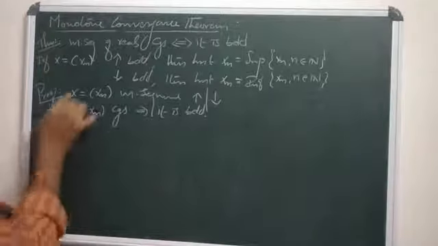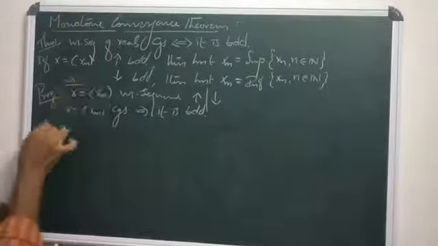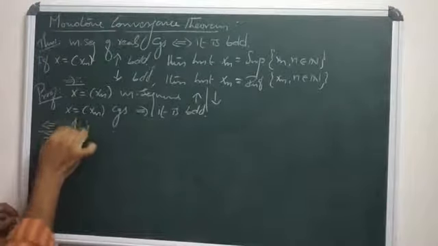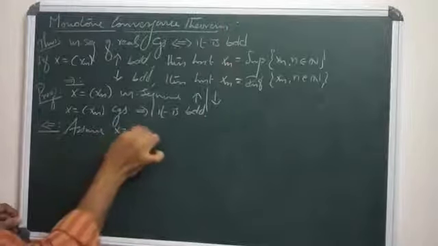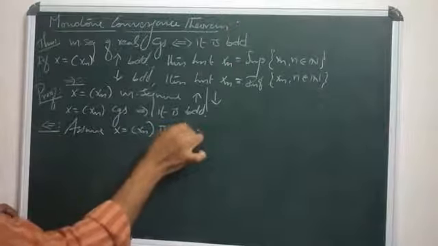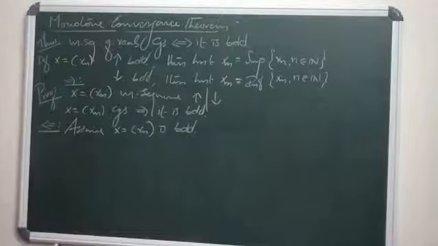For the reverse inclusion, this is the sufficient part, assume X = (xn) is bounded. We know that a bounded sequence need not be convergent. That is proved immediately by using an example. But here we assume that X = (xn) is a bounded sequence.